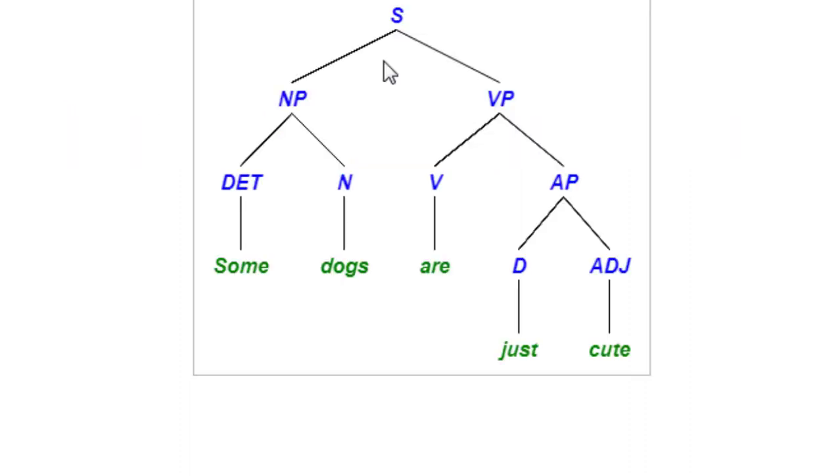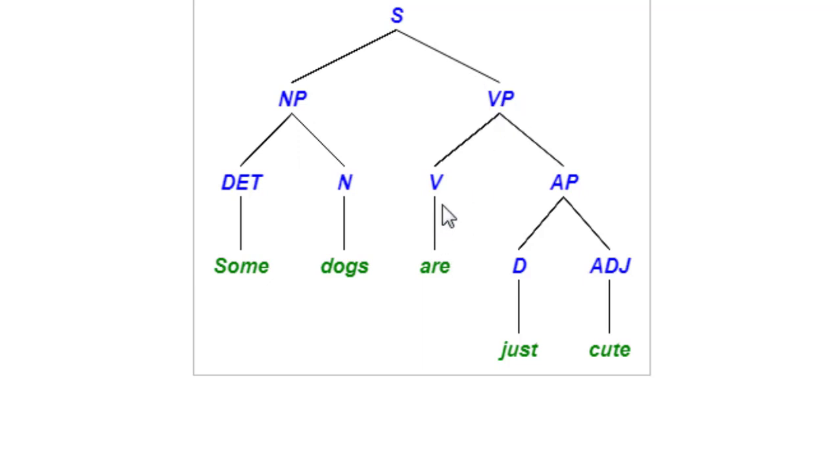So our next sentence is going to be "some dogs are just cute." This is a sentence, so let's draw the tree. The phrase structure rule is going to be like this. A sentence contains a noun phrase and a verb phrase. The noun phrase contains a determiner and a noun. The determiner is "some," and the noun is "dogs."